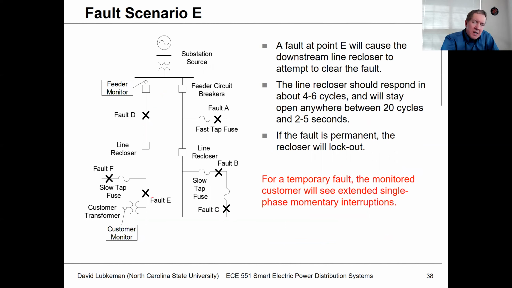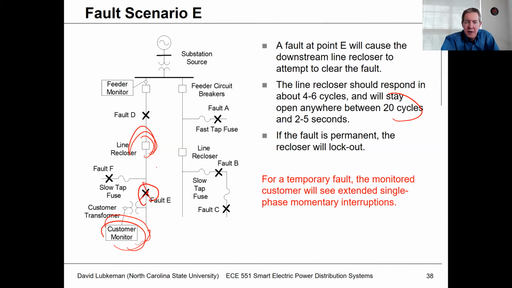Fault scenario E, this is below a line recloser. And so what's going to happen is the recloser is going to sense the fault and it's going to try to clear it. It's going to operate open, and what that's going to cause right here is a momentary interruption. It may take about 20 cycles or so, or maybe even up to 2 to 5 seconds, depending how this recloser is set up, for that service to be restored. So this is another bad event for this customer.